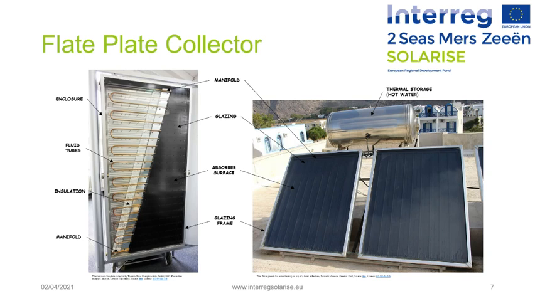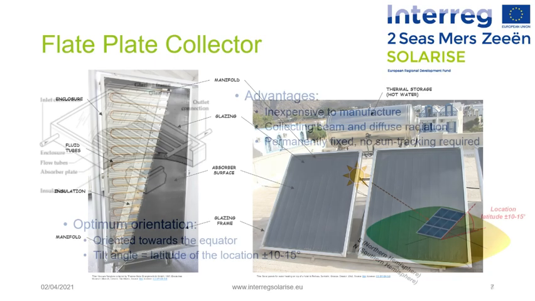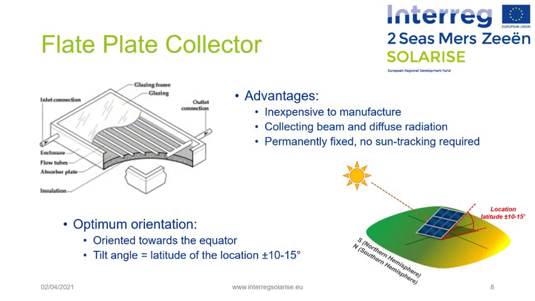It also reduces radiation losses from the collector because the glass is transparent to the shortwave radiation received from the sun, but is nearly opaque to long-wave thermal radiation emitted by the absorber plate, which is the well-known greenhouse effect. The advantages of flat plate collectors are that they are inexpensive to manufacture, they collect both beam and diffuse radiation, and they are permanently fixed in position, so no tracking of the sun is required.